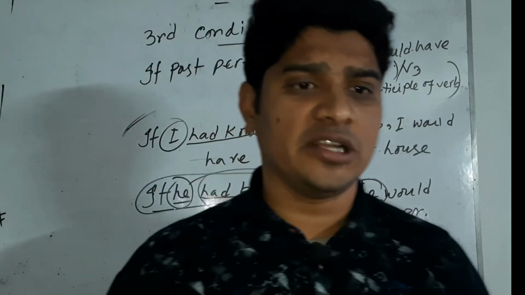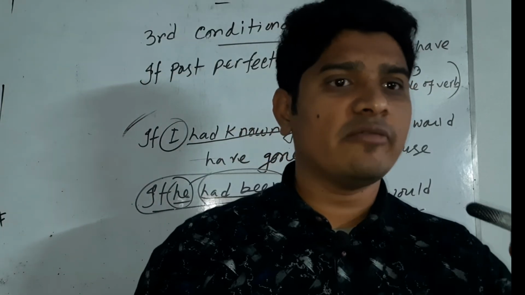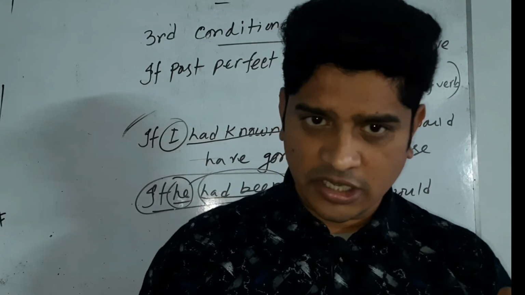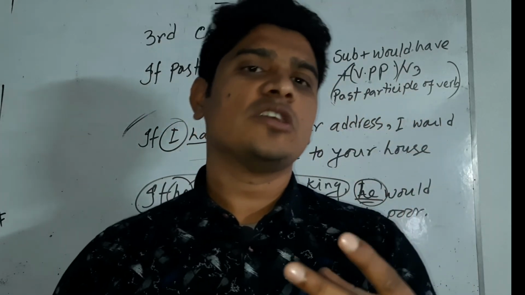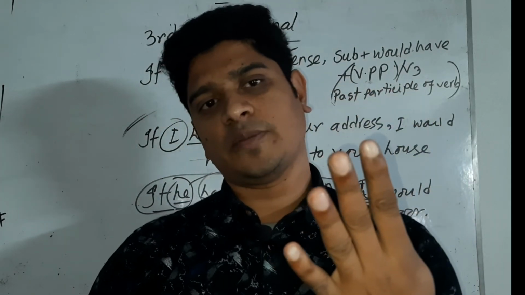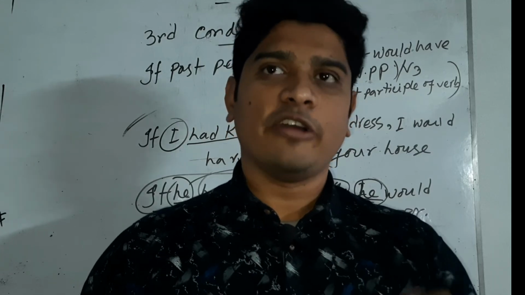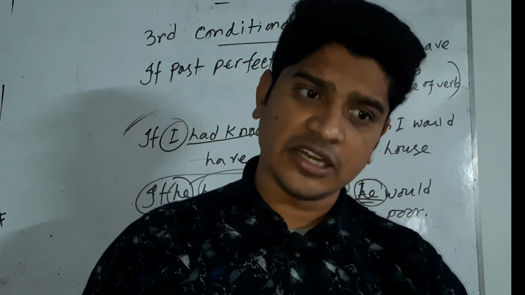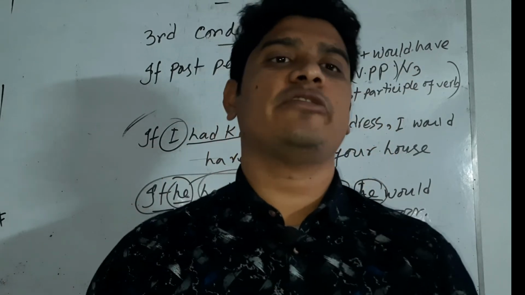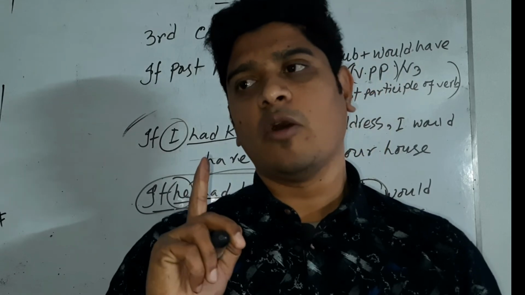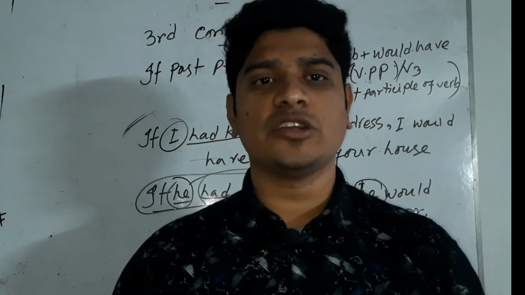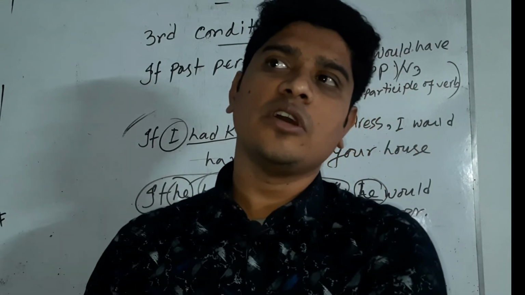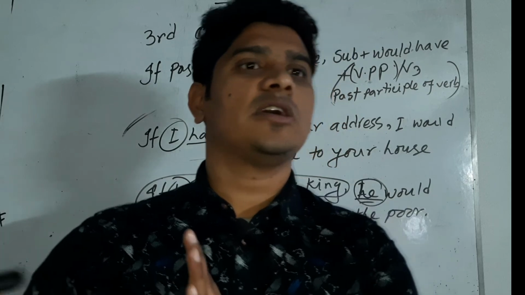So what have we learned here, dear viewers? We have learned that conditionals are of four kinds: the zero conditional, first conditional, second conditional, and third conditional. You have to understand very clearly. In the first conditional, the first part is present indefinite tense, and the second part is future indefinite tense, I mean subject plus will or can plus verb. And in the second conditional, if there is past indefinite tense, then you have to use subject plus would plus verb V1.